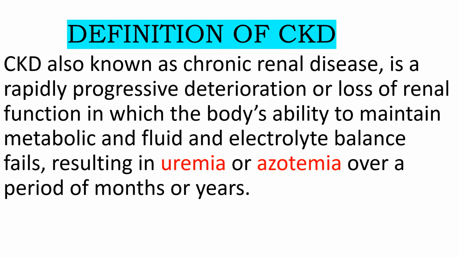Because there will be damage in the kidney. The kidney is severely damaged. So the body's ability to maintain the metabolic, fluid and electrolyte balance will fail, and that failure will result in uremia or azotemia over a period of months or years. So what is uremia? What is azotemia? I have given all the meanings. Now you just need to tell me. I just want to check your knowledge, how attentive you are during my class.